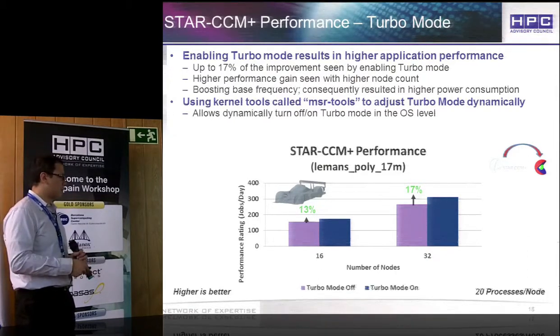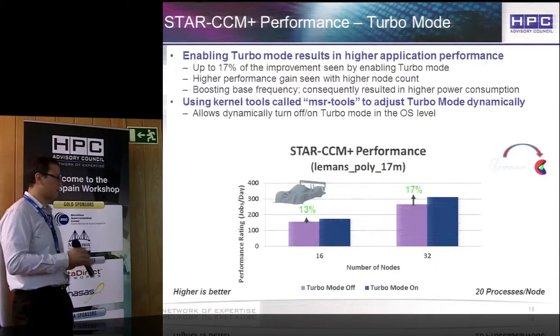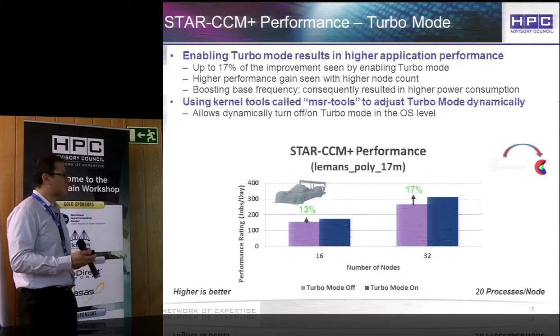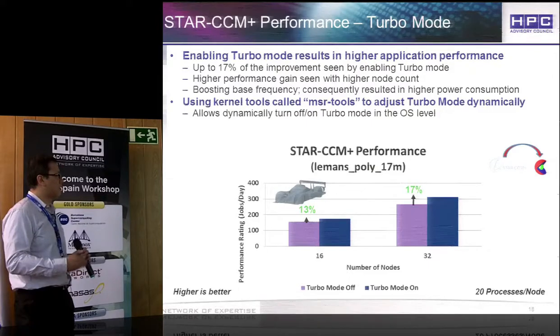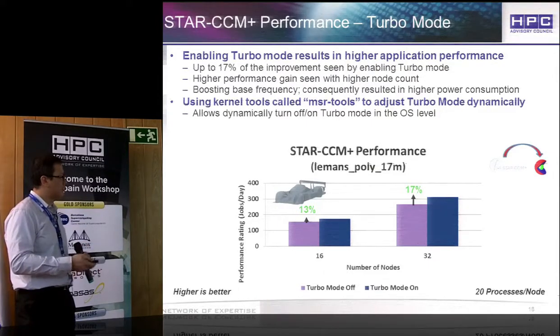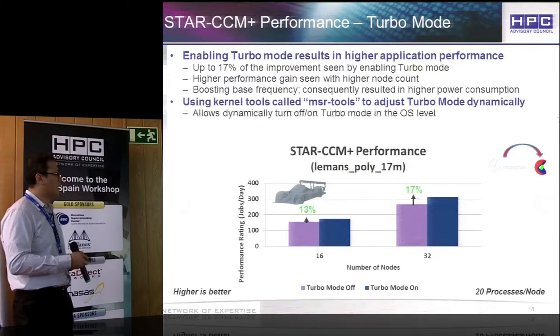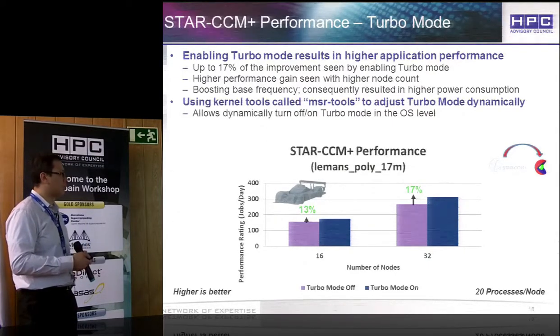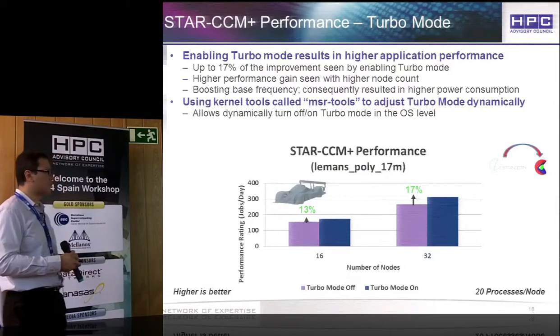So anyway, back to the comparison to see how much of an improvement, and that's what I found: at 16 nodes you get 13% better with turbo mode enabled, and at 32 nodes it actually gets a little bit higher. So somehow enabling the higher clock frequency makes the job run even faster when you have more systems. So this is actually a good observation. Enabling turbo boost will boost the base CPU frequency. As I mentioned earlier, it will also result in higher power consumption.